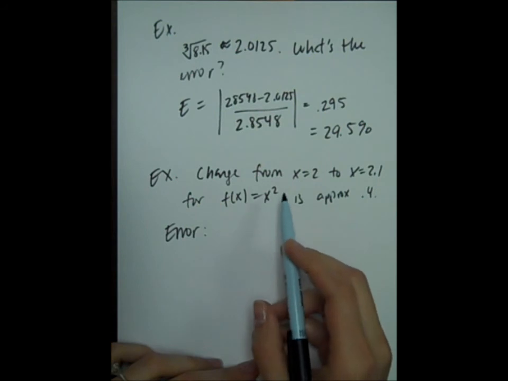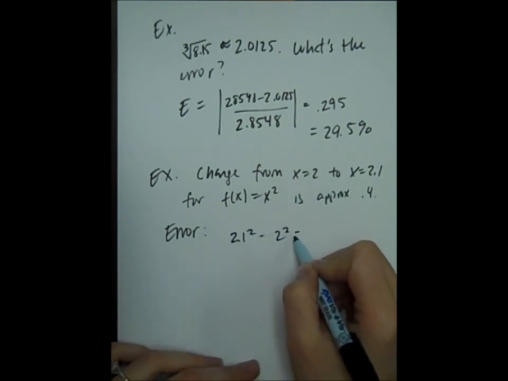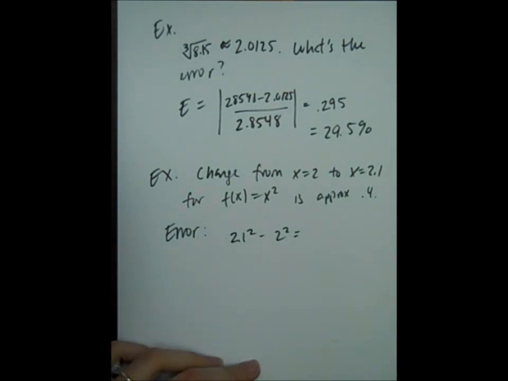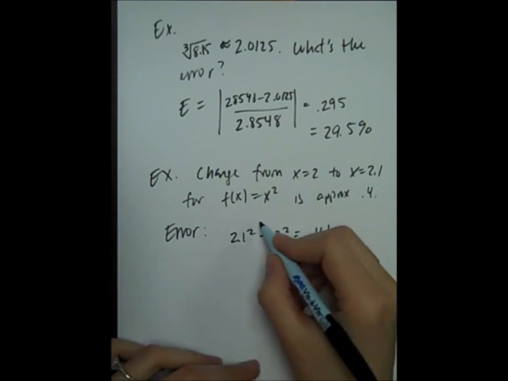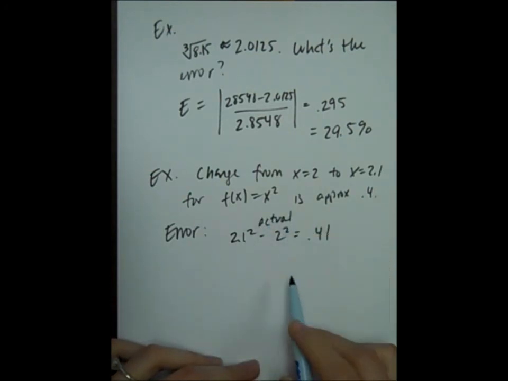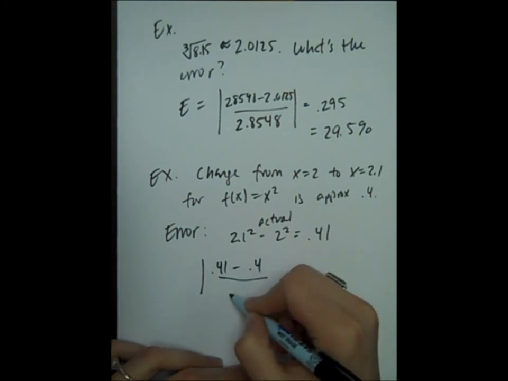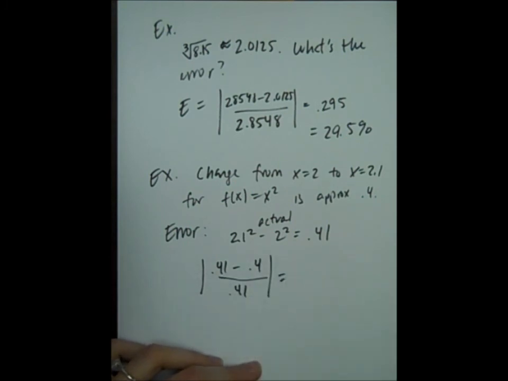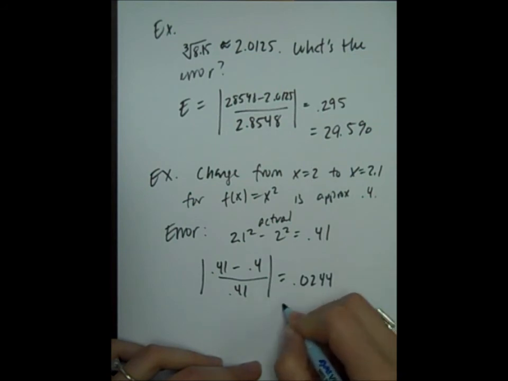Well, what was the actual change from 2 to 2.1? Well, if I plug in 2.1 to my function and then subtract what I get when I plug in 2, I get 0.41. So this is the actual answer. The change from 2 to 2.1 in my function was actually 0.41. So I'll put this in my error. So I get 0.41 minus 0.4 divided by 0.41, which is 0.0244. So 2.44%.